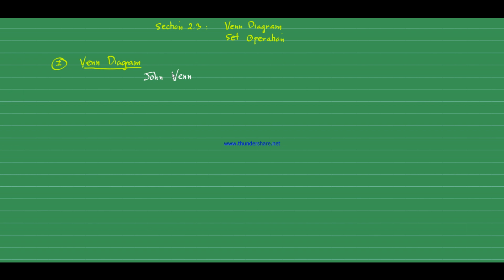It's about 100 years ago. So he lived around 1834, and he passed away in 1923. So maybe about 100 years ago. And this guy used a rectangle and circle to represent set.